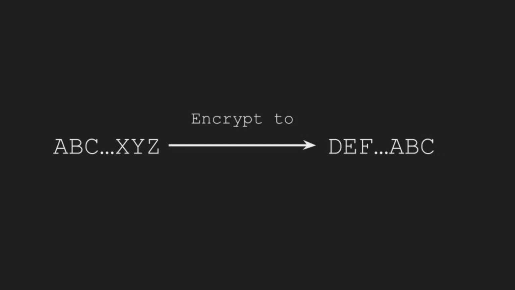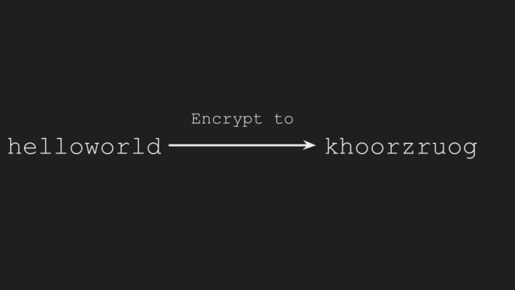A will become D, B will become E, and for X, we will count back to A, Y will be B, and Z will be C. So the message hello world will become KHOORZRUOG, as H shifting 3 will be K, and so on.